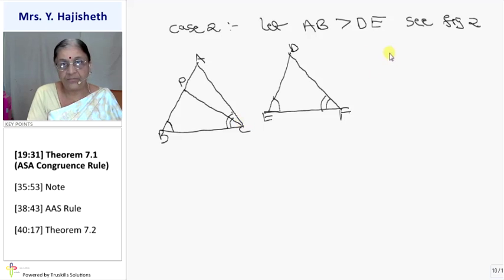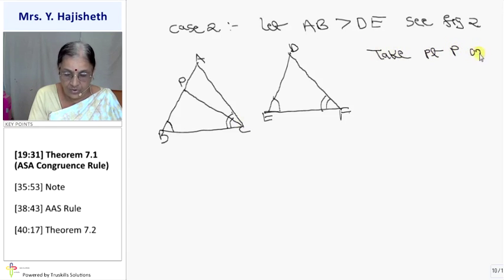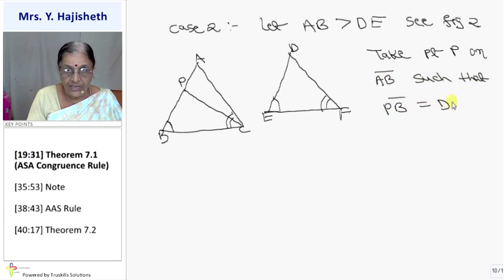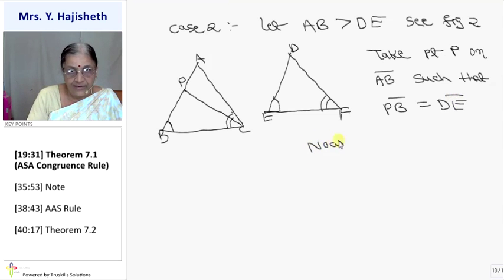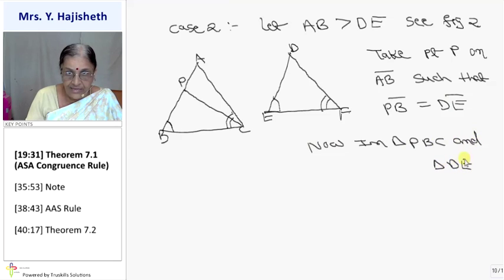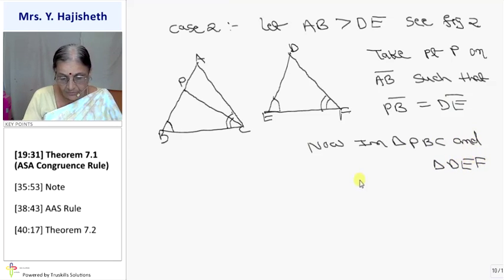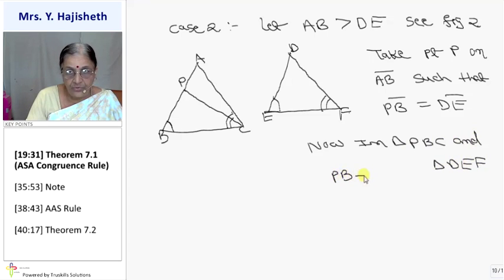Okay, what will we write in the proof? Take point P on AB such that PB is equal to DE. Okay. Now in triangle PBC and triangle DEF, what is given? PB is equal to DE by construction.